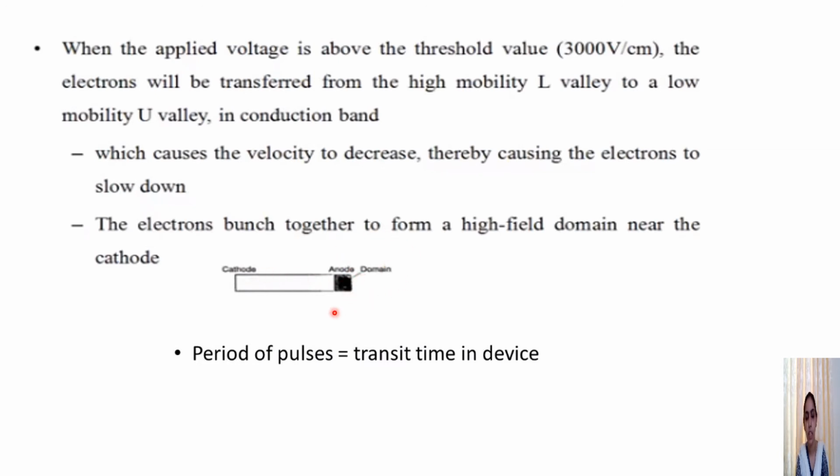And remember, as these domains transfer from the cathode to the anode, we get at the output one current pulse. The period of the pulses so formed will be equal to the transit time in the device. That is what is written here.